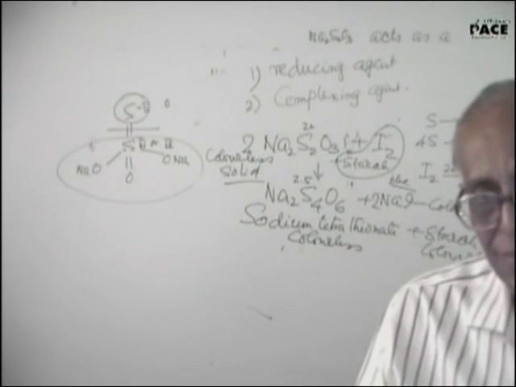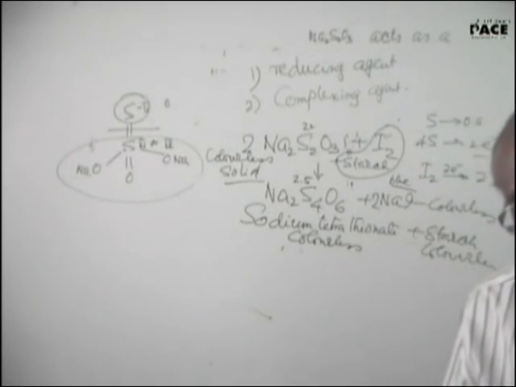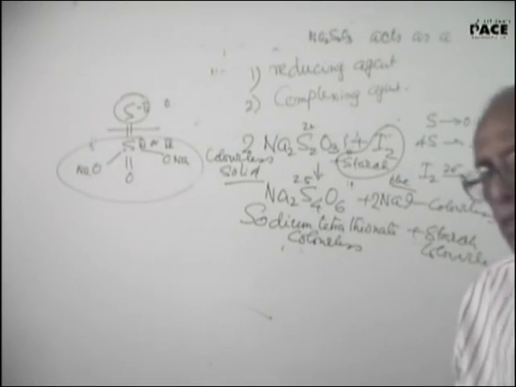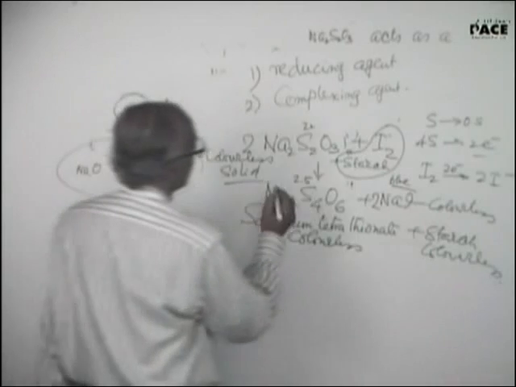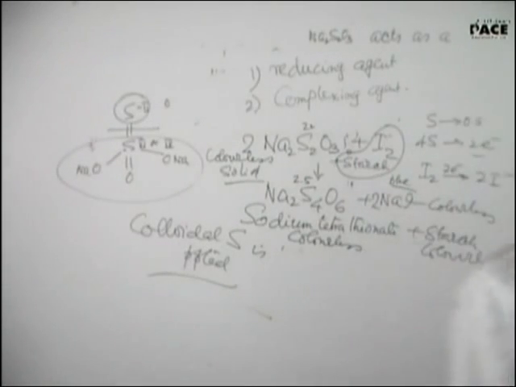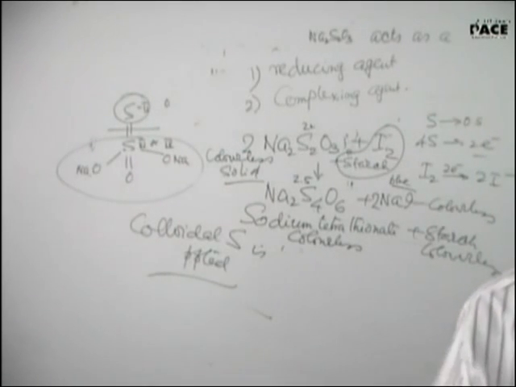Is it okay? Yes, sir. And sir, during this, when the S double bond is broken, what happens to the S which removes out? Does it form another molecule? No. That is colloidal sulfur. The solution becomes turbid due to colloidal sulfur, which is insoluble in water.